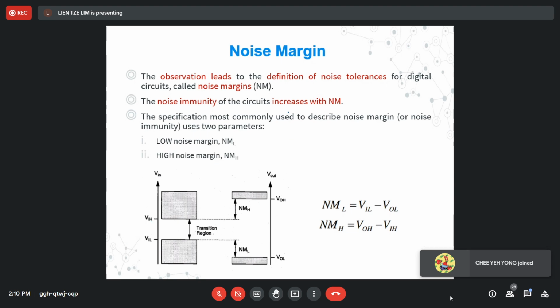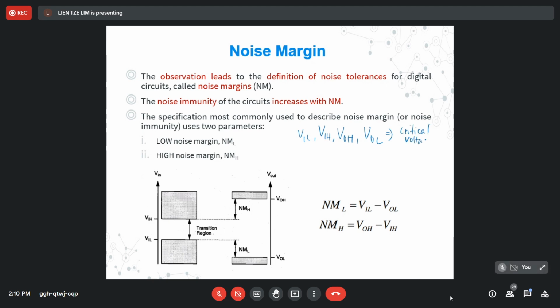VIL, VIH, VOH, VOL. These are the critical voltages. Why call them critical voltages? Because all these voltages determine the noise margin of the circuit. We use these voltages to determine the noise margin, and they also determine the performance of the circuit. We can know how the circuit operates at different voltage levels.